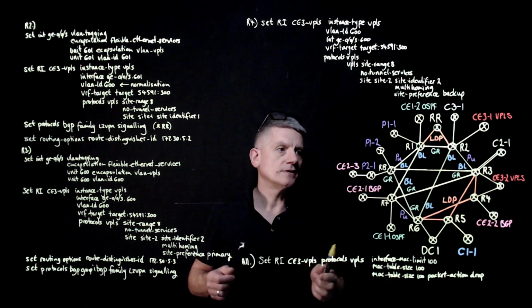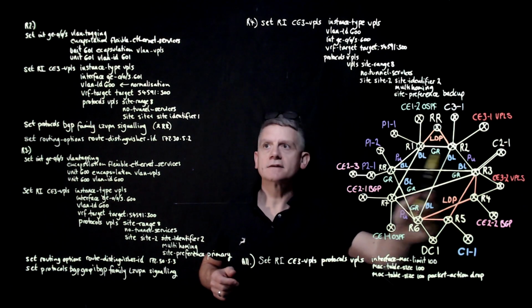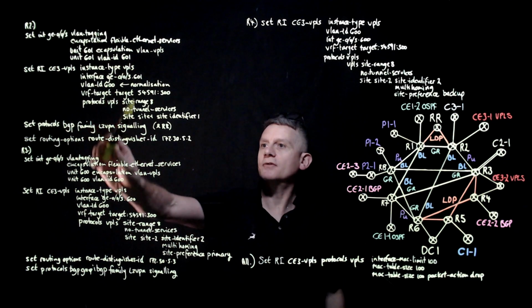That's your BGP signaled VPLS dual home site with VLAN normalization.